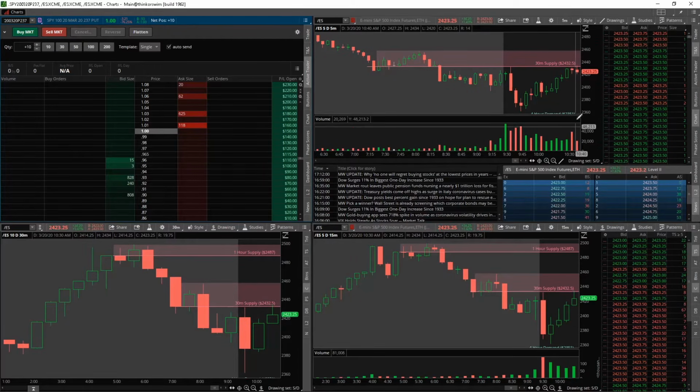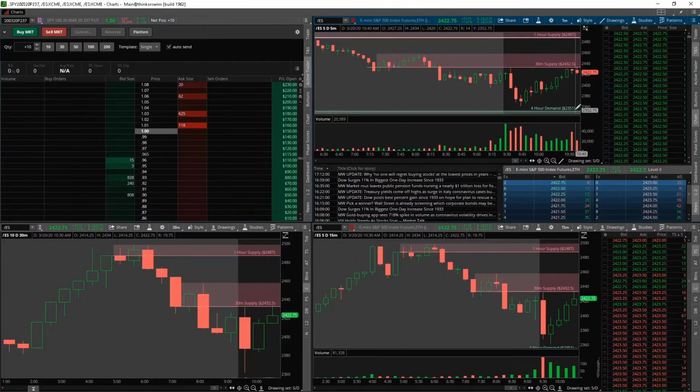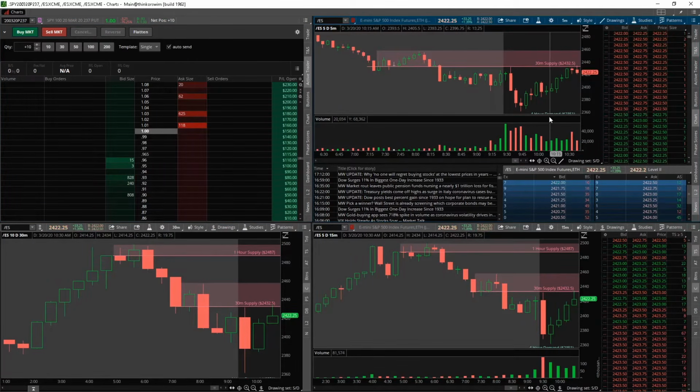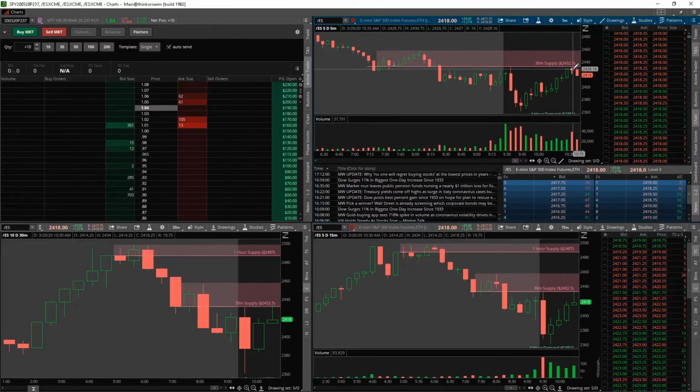So I have a target of 2351. We also have demand in this area of 2390, and then a stronger demand, a 5-minute demand at least, at 2375. So I really want to see this reject. It's looking very, very nice right now.